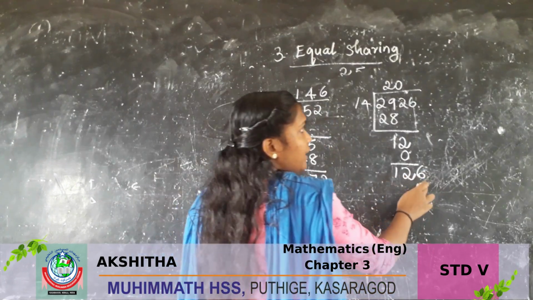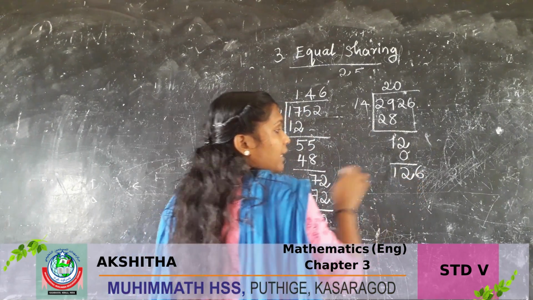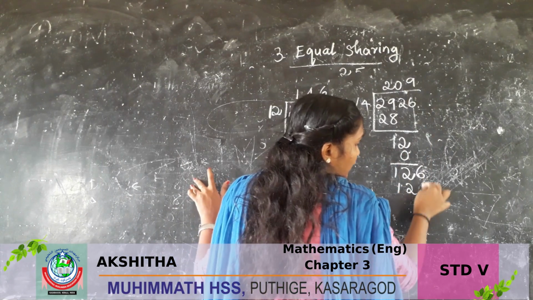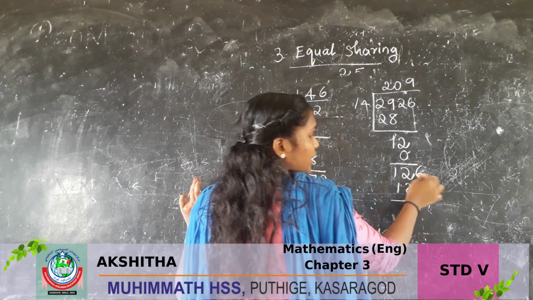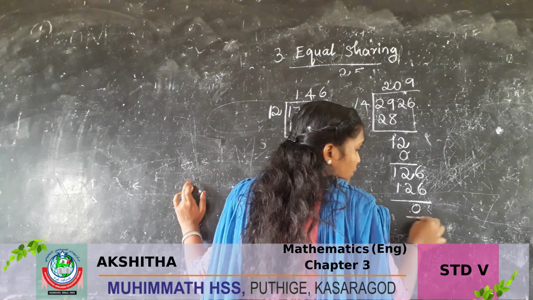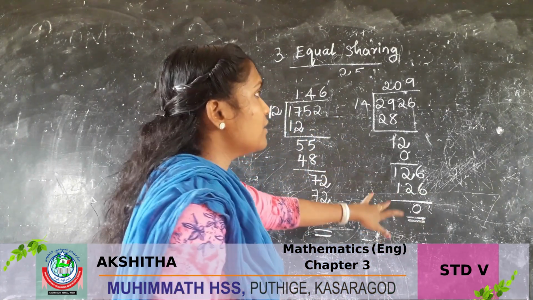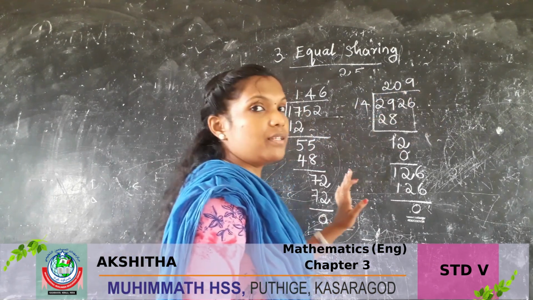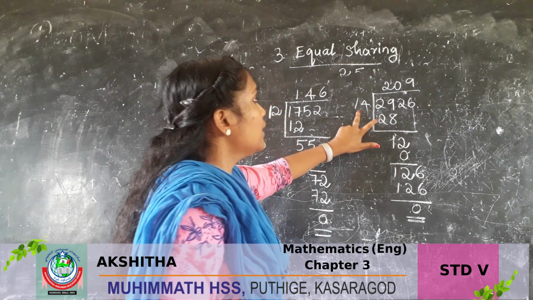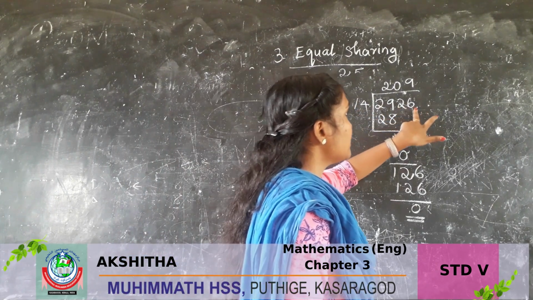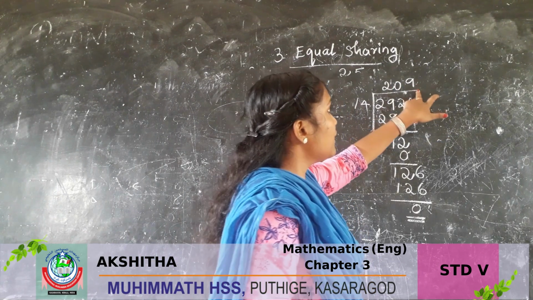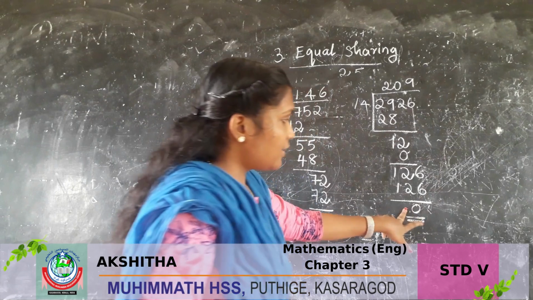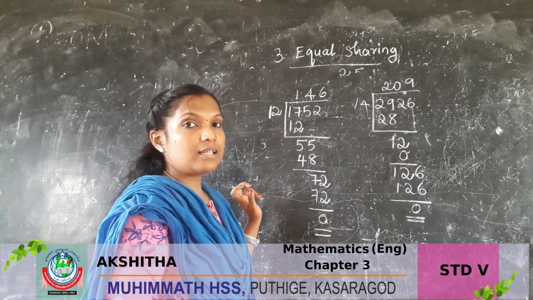Now 126, right? 14 how many times 126? 14 9 times 126. 126 minus 126 is 0. So what is the answer? 209. Each will get 209 rupees. Here 14 is divisor, 2926 is dividend, 209 is quotient and remainder 0. Is it clear? Listen here.